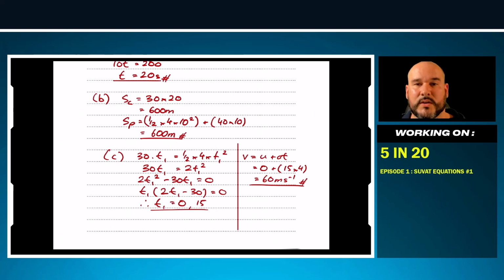That is our first 5 in 20. Hopefully you guys found that interesting, to say the least. Hopefully you found it helpful. Hopefully we got pretty close to being 20 minutes. If not, I promise I'll do better next time. All right, so that's it. That's our first bit of SUVATs summed up.